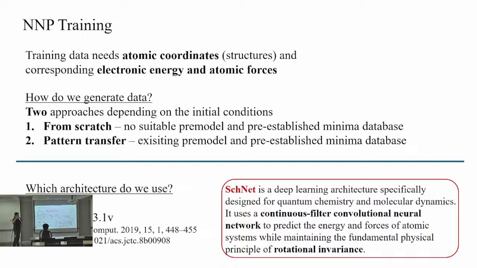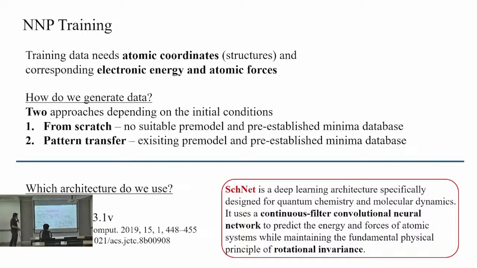But in our current state, we can actually do the pattern transfer. Pattern transfer is where we have a starting relatively decent pre-model of the NNP and a starting structured database. So all we have to do is perform some sort of sampling, pattern transfer sampling, in order to create this data.